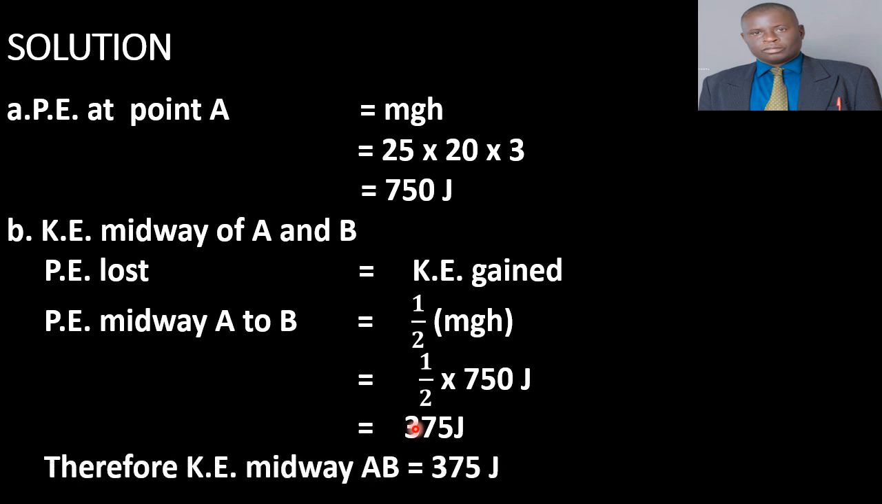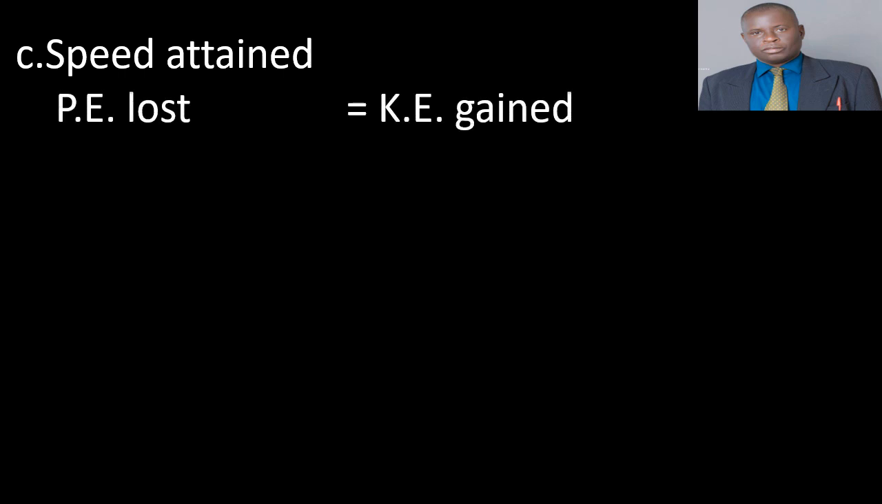That's great. Therefore, the kinetic energy midway through the distance is going to be 375 joules. The speed attained can also be calculated based on the law of energy conservation. Remember that the potential energy lost is equal to the kinetic energy gained by the body. So you bring in the expressions for potential energy, which is mgh.